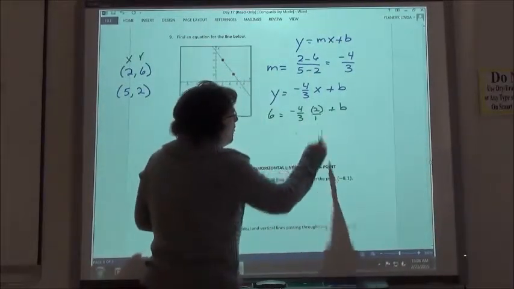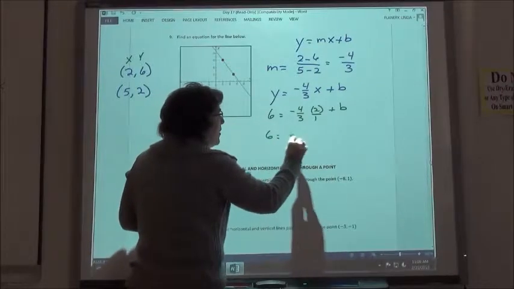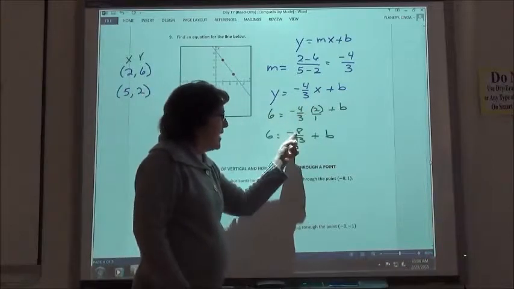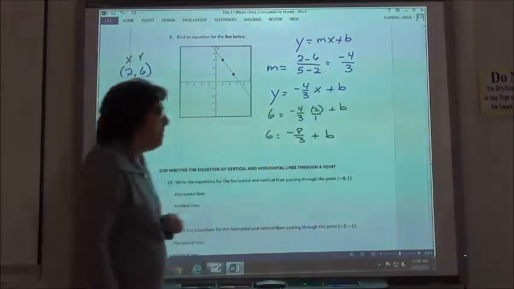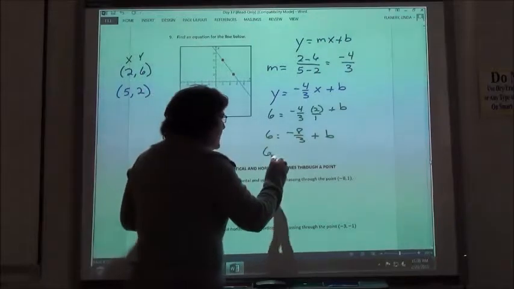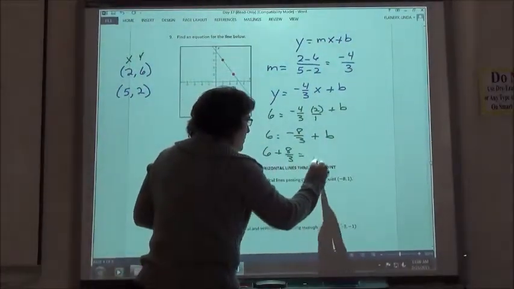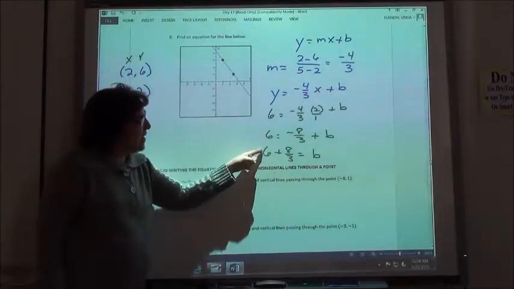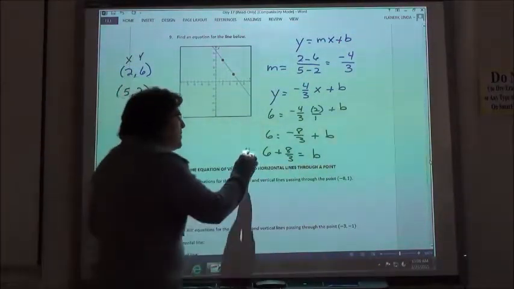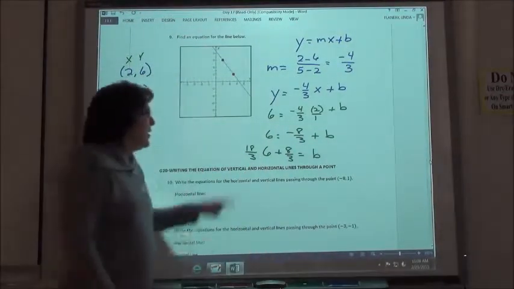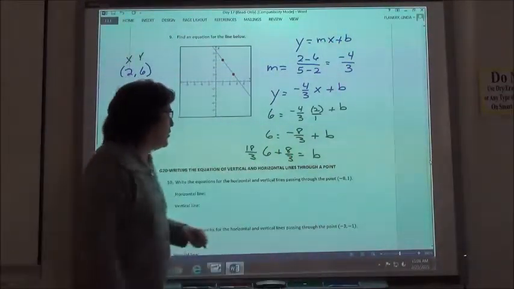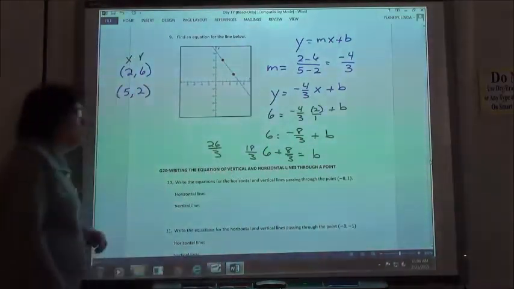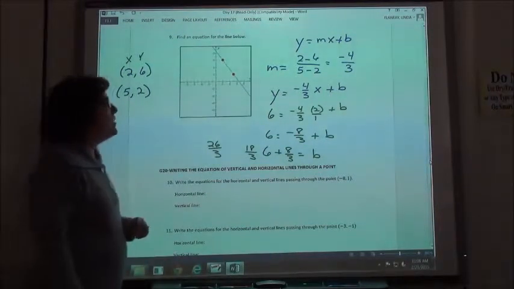Now here this is 2 over 1. I can't cancel, so I'm going to have negative 8 over 3. Negative 4 times 2 is negative 8. 3 times 1 is 3. To solve that, I have to take 6 and add my 8/3 to find my b value. Again, I'm going to take the 3 times the 6. 3 times 6 would give me 18/3. So 18/3 plus 8/3, adding those together, is 26/3. So my b value is 26/3.